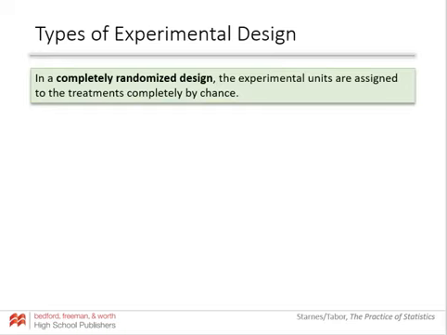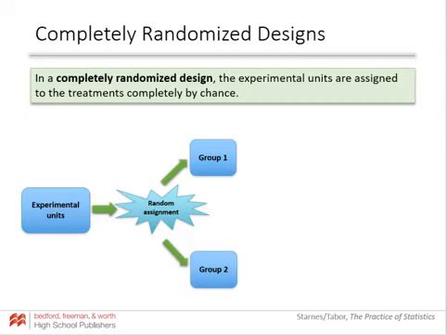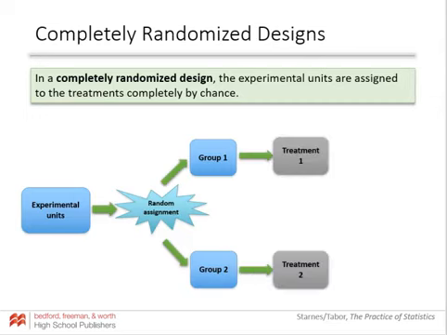Okay. Different ways that we can do experimental design. There's a couple different methods that we can look at. In a completely random design, this is similar to our simple random sample. Everything is just random. So we have our people, we just split them up into two groups completely randomly, and then they get two different treatments, and we compare the results.